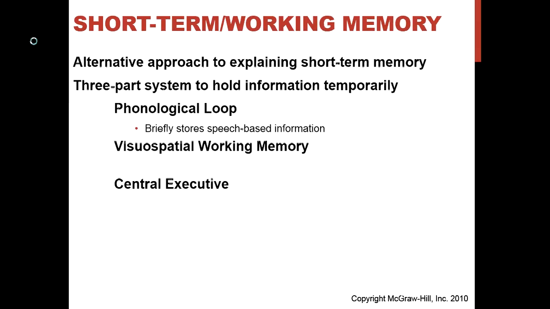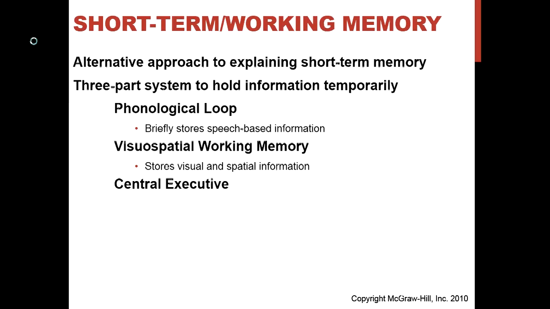The second important system to short-term and working memory is the visual spatial working memory. Now this is important because it's storing visual as well as spatial information. So the information that you need to know about what something looks like, where is something in relation to where you are, that is all going to be engaging your visual spatial working memory. And that is also important.